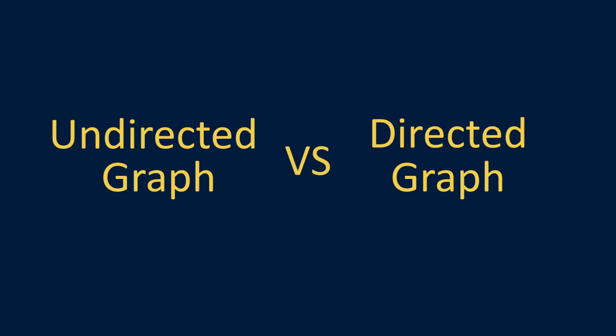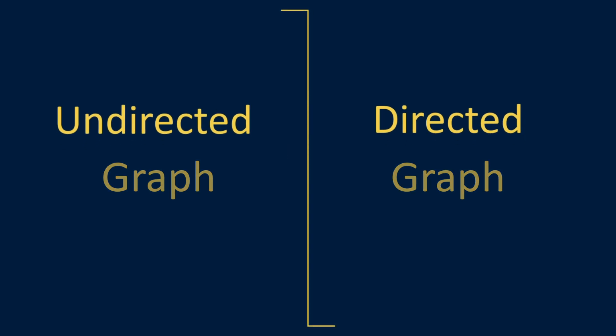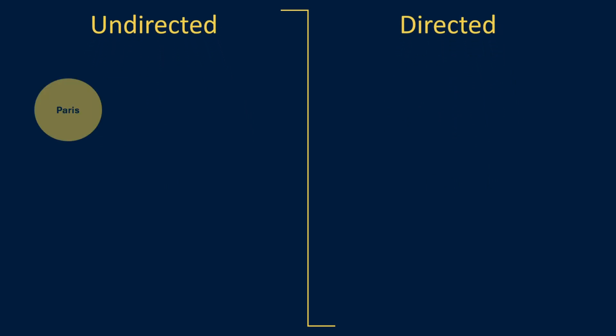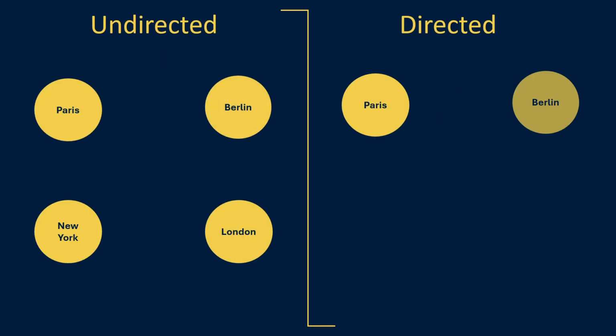Hi everyone, in this video we're going to compare undirected and directed graphs and explore what makes them different. Let's start by looking at two graphs, one undirected and one directed. Both graphs have four cities as vertices: Paris, Berlin, London, and New York.